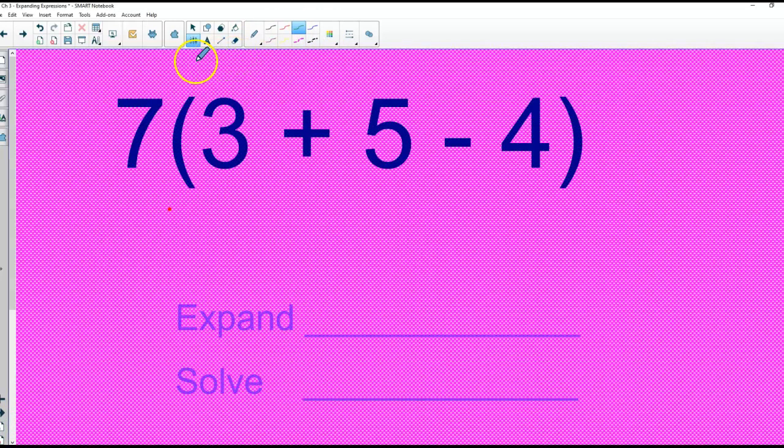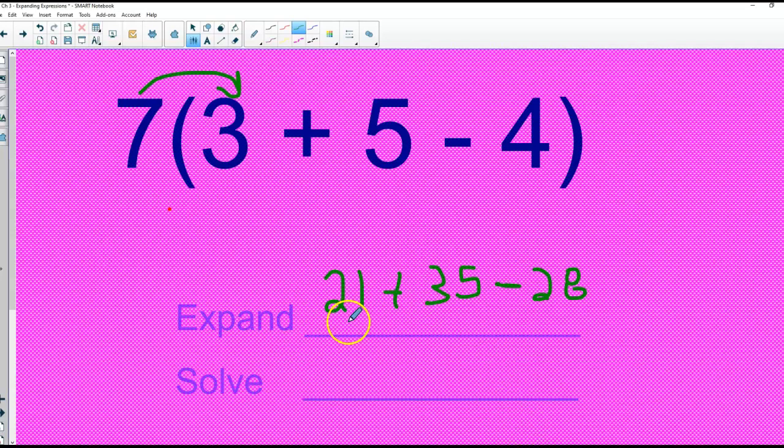Okay. If we look at this problem, this one has 3 numbers on the inside of the parentheses. And it could have 4, it could have 5, however many. There's no set number, but we still treat it the same way. We still multiply what's on the outside by everything on the inside. So 7 times 3, I get 21. 7 times 5 is 35. There's a plus sign in between there, so I'm going to add these. And then I do the 7 times the 4, which is 28. And this one is subtracted. So there's what I get when I expand everything.